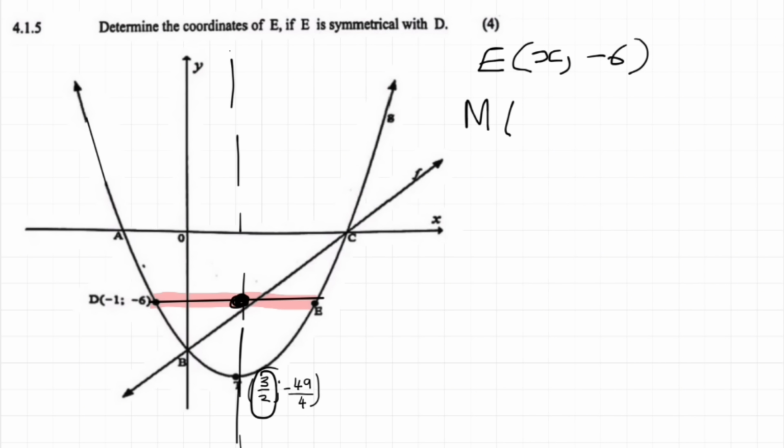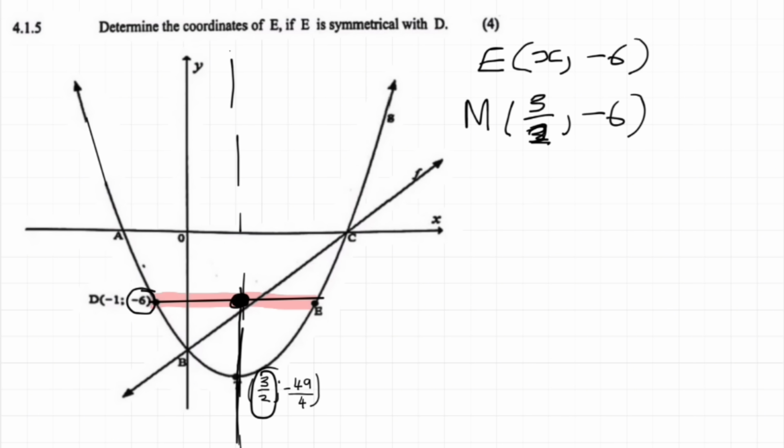This midpoint that is going to be there is going to have the x value of 2/3. Why? Because it's symmetrical to this. The y value is going to still be the same because it is found on this line, so the y value is going to be -6, just like that. So this is 3, it's 3/2, no? Yeah, it's 3/2. Let me just check. Yes, it's 3/2. Yeah, good.